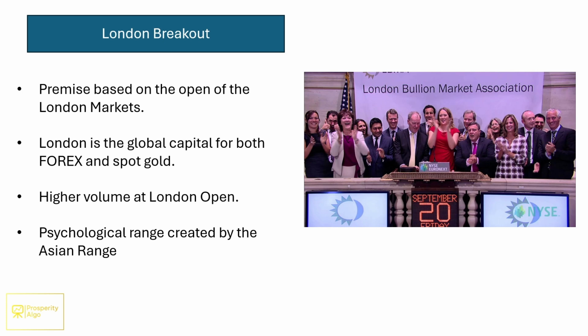But this range is extremely key for the London session, because how the London breakout strategy works is if price clears that narrow range created by the Asian session, the theory is that it will continue because there is all that volume and momentum built up at the London Open. And this, in a nutshell, is what the London breakout system and strategy is all about.